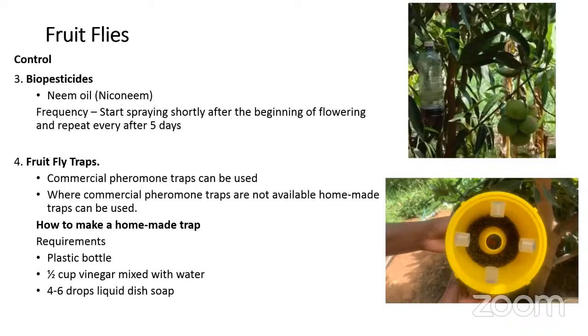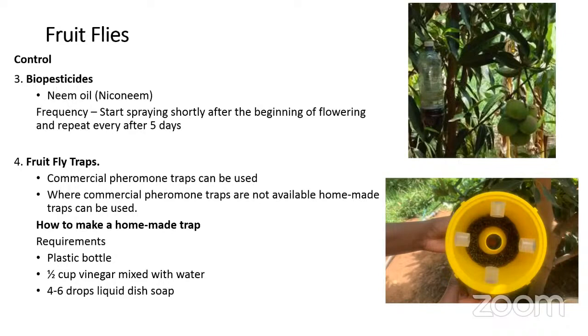Then the other method is the biopesticides. The biopesticides, these are plant extracts which you can use to control a lot of insects. And among them is neem oil. Neem oil, when you go to ETG, it is sold under the brand name of Niconeem. So this Niconeem, you can spray in your field, but it is also important to time your spraying.